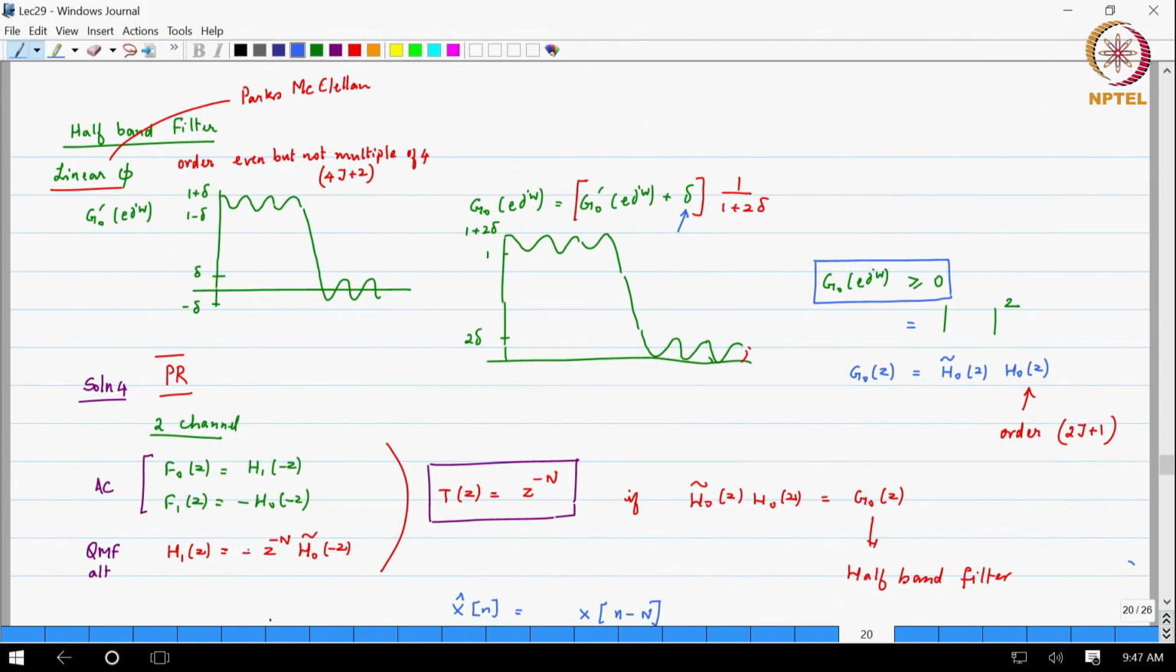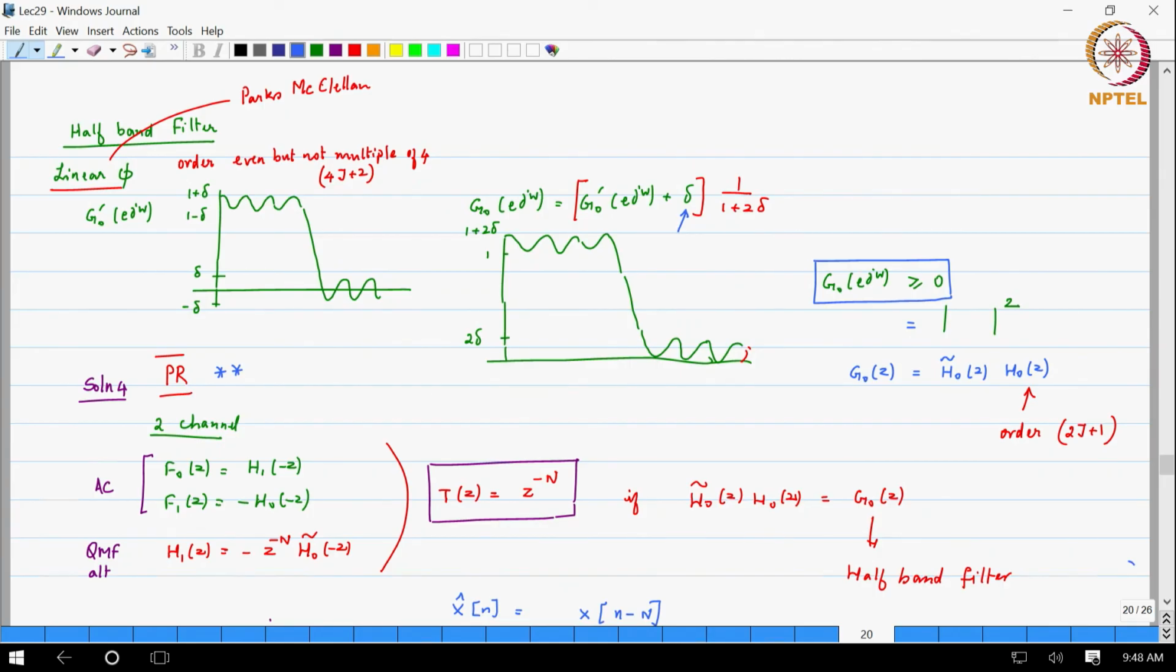We showed how to design this filter by designing a half band filter and then lifting the amplitude spectrum. If we do this, then we showed that the overall transfer function comes out to be z power minus n, or in other words we have achieved perfect reconstruction. So, this is the option that gives us perfect reconstruction. Of all the 4, this would be the most attractive one, because it achieves this for us.